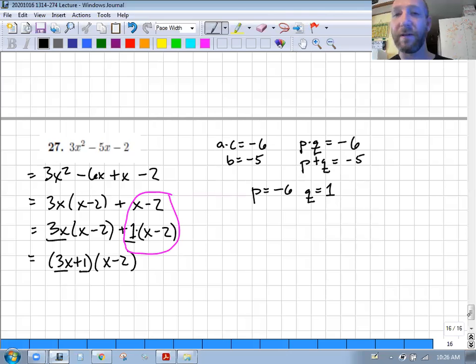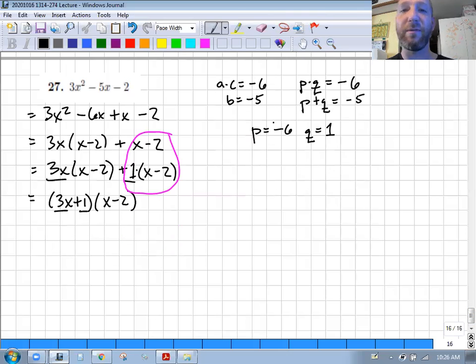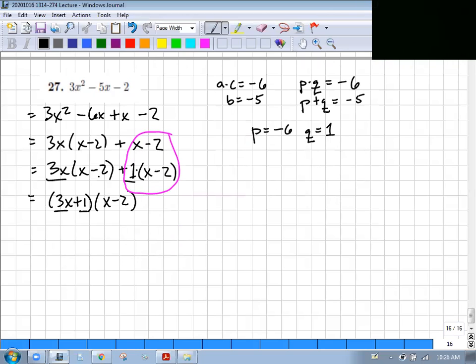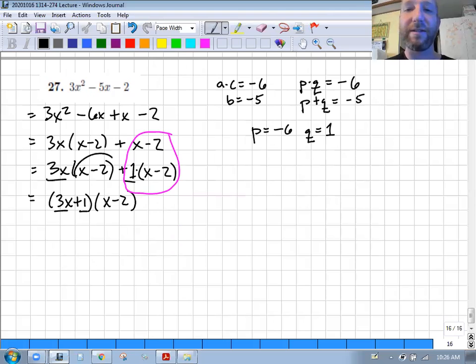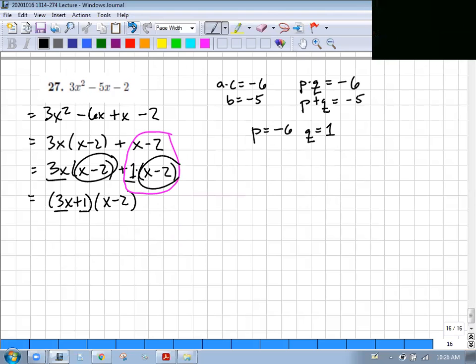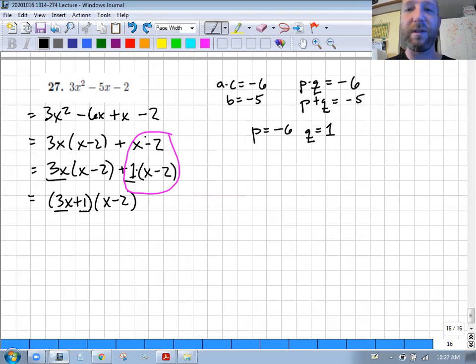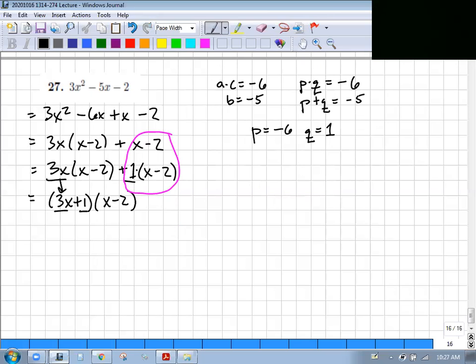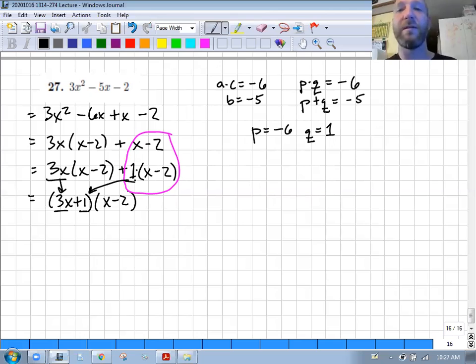Sure. I'm not sure how many of them are going to have this particular feature, right? Because we want to have the same thing written twice, right, in parentheses. But when you factor this one, there's no parentheses, right? So we want to rewrite it as a factor. So we rewrite it as a 1 times an x minus 2, so that we have this 3x and a 1 are both being multiplied by an x minus 2.